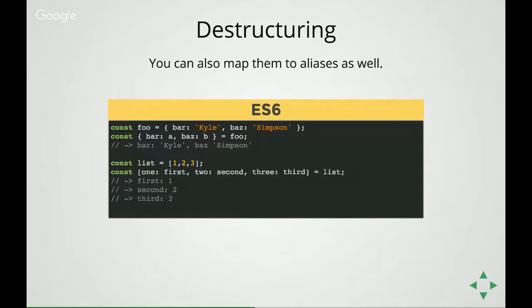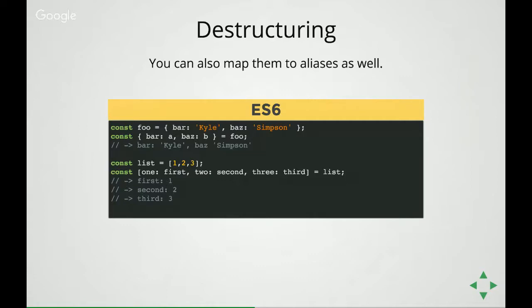But we can also alias those as well. So say I wanted to pull out bar and baz from that object, but I wanted to name them something else in the local scope. Well, I can do that by actually using a colon and giving it an alias name for that variable. So now I have variables A and B in the scope that came from the variables bar and baz inside that object as it was destructured. I can do the same thing with an array. And notice that when you're destructuring objects and arrays, you use the appropriate notation, either curly braces or square braces, depending on which one you're trying to destructure.